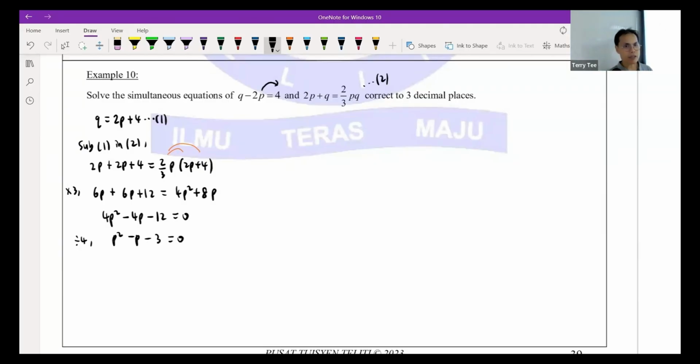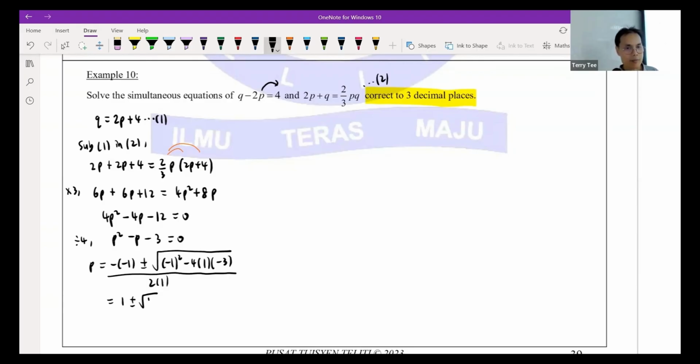Now, obviously, we can't factorize this. If you can't factorize, you have to use quadratic formula. So, and how do I know? In what situation I know I can't factorize? When they say give your answer correct to, let's say 3 decimal point or maybe 4 significant figure. So let's use minus b plus minus square root b squared minus 4ac divide by 2a. So this is 1 plus minus square root 13.